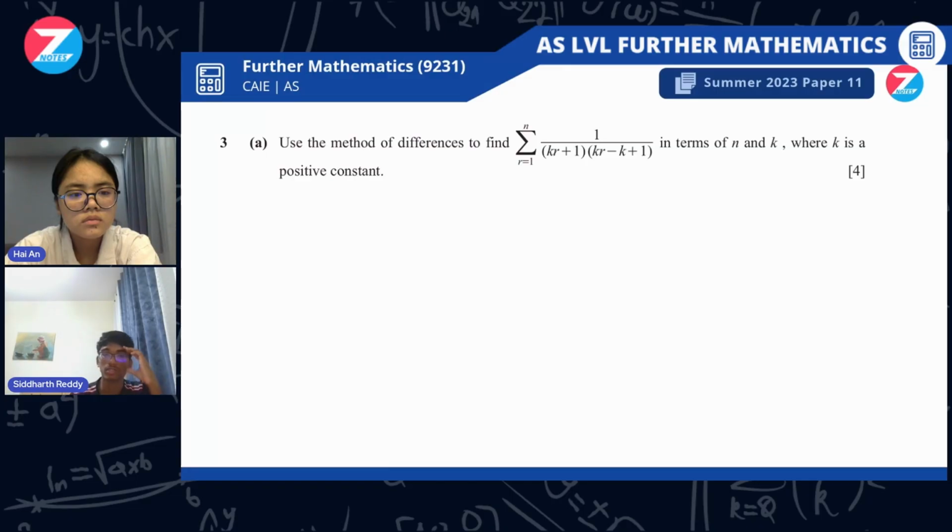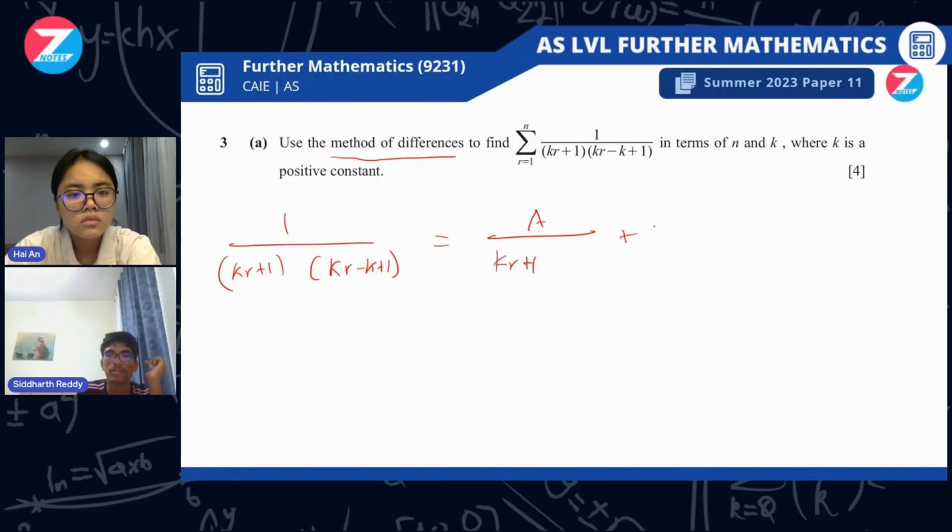Use the method of differences to find the summation from r is equal to 1 to n of 1 by kr plus 1 into kr minus k plus 1, in terms of n and k, where k is a positive constant. Okay, so for the method of differences, we need to split this into partial fractions. So let's assume that we can write it in the form a by kr plus 1 plus b by kr minus k plus 1.